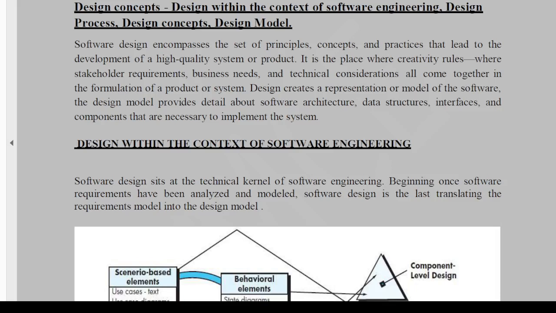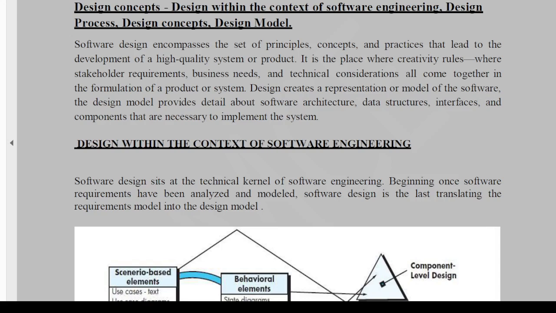Hi all, good morning. The next topic is design concepts, which includes the subtopics design within the context of software engineering, design process, design concepts, and design model. First of all, the introduction part.